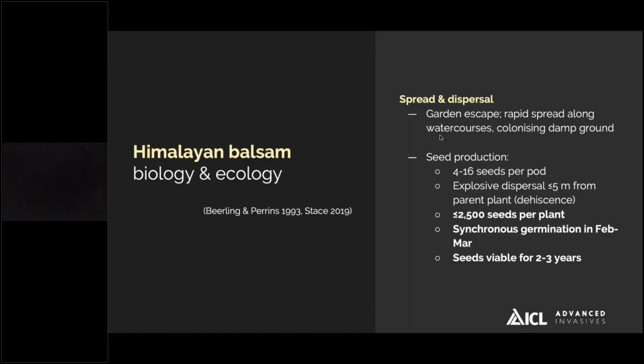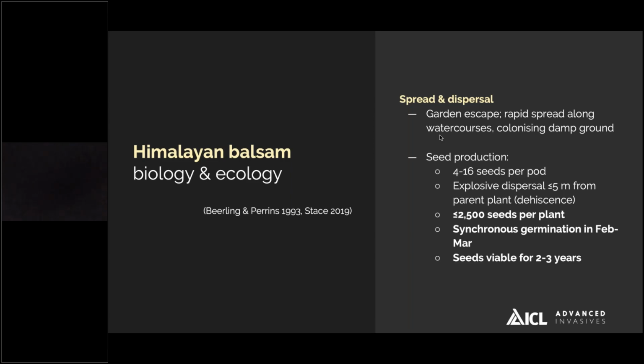So in terms of balsam, it's a garden escape, and it's shown rapid spread along watercourses in particular and colonising areas of damp ground. But additional to that now is that it's spreading out from those initial routes of invasion into much drier conditions, parkland, and where it's not managed, it spreads quickly. In terms of the seed production, you're looking at between 5 and 20 seeds per pod, and each of those pods can explode and spread those seeds up to 5 meters away from the parent plant.